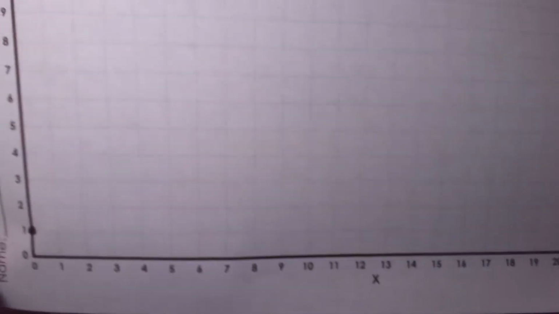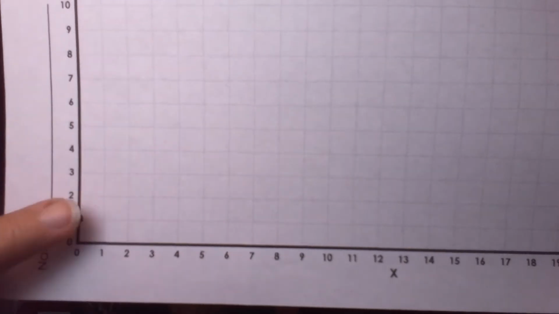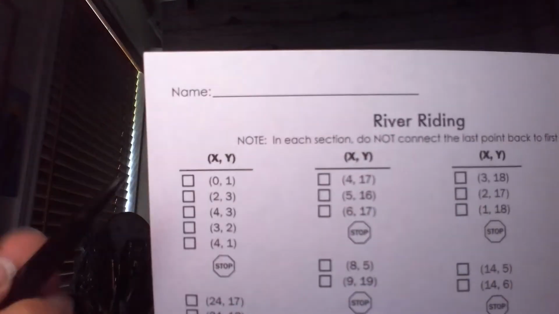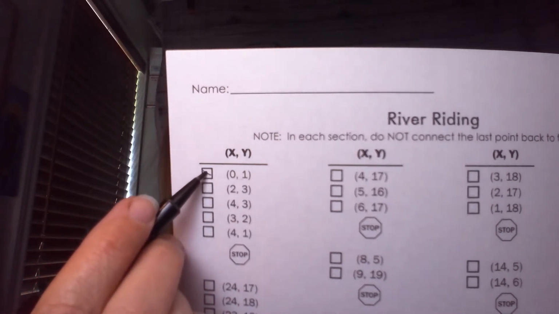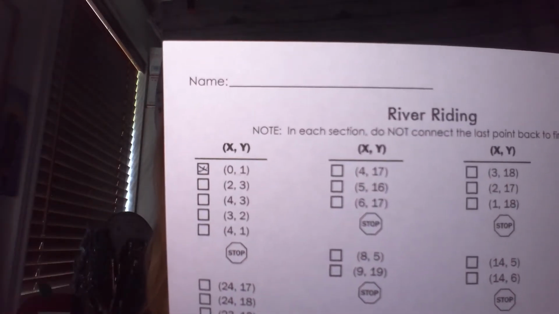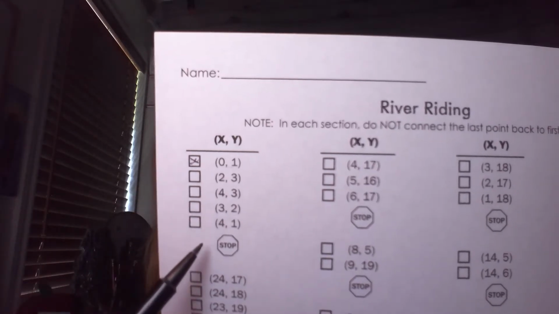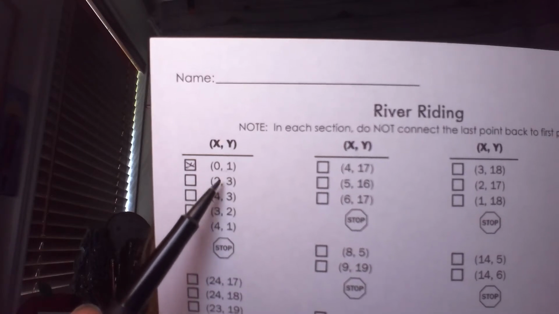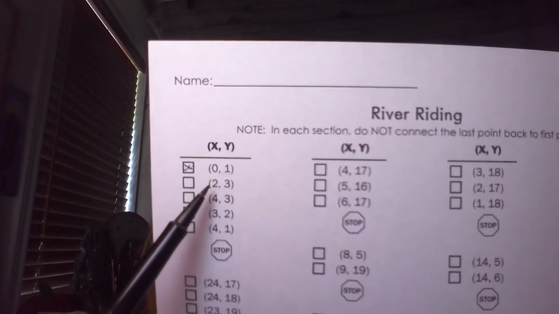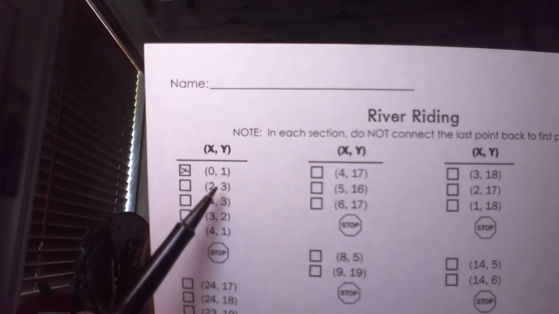So I have my first dot over 0, up 1. I go back to my graphing paper because I get lost. I say, okay, first dot was at 0, 1. Then I look at my next one. I see the next one is on the x-axis. I go over 2 and up to positive 3.